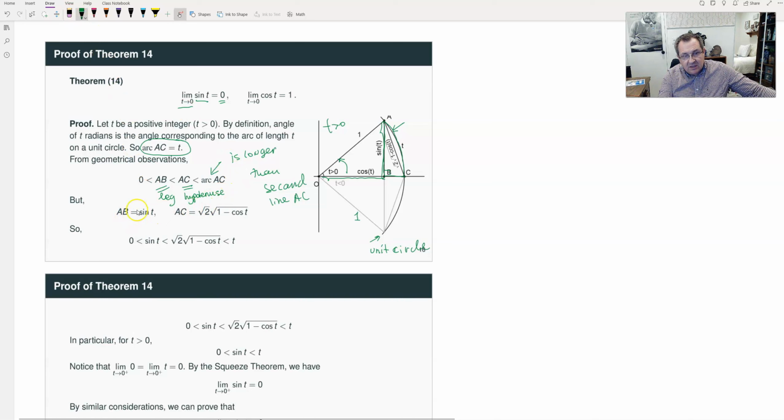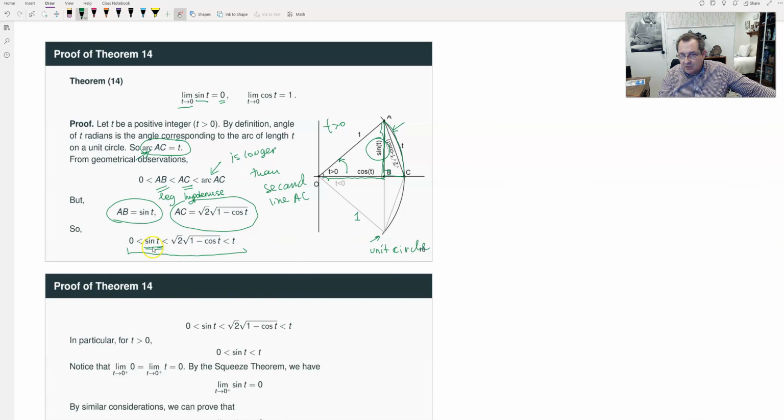As we discussed, AB is equal to sine t. That's the guy. AC can be computed as square root 2 multiplied by square root of 1 minus cosine t. And arc AC is equal to t. It is exactly t units long. Substituting the actual measurements, we arrive at the following inequality.